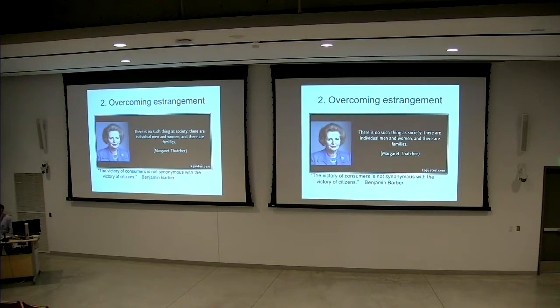Second strategy, going back to Wendell's comment: we need to overcome estrangement. And there are economic, political, and cultural dimensions to this. Maggie Thatcher, who came into office shortly before Ronald Reagan, spoke to this idea of rugged individualism when she said there's no such thing as a society. There's just people and families.